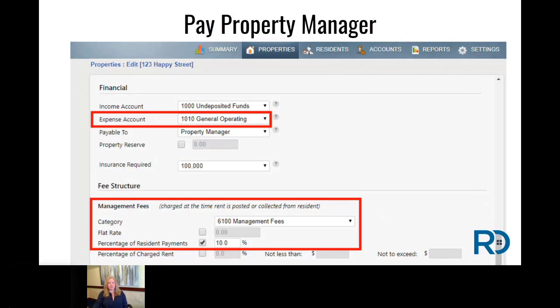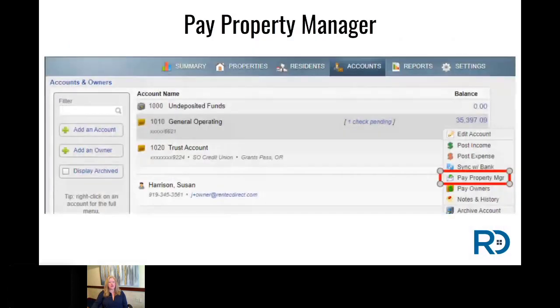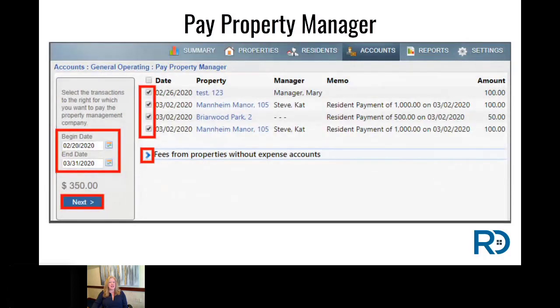And then when you're ready to pay out those bulk fees in one transaction, you're going to go to the accounts page, and then from the bank account menu, you'll select Pay Property Manager. And next, you're going to choose your date range and the transactions you want to pay out.